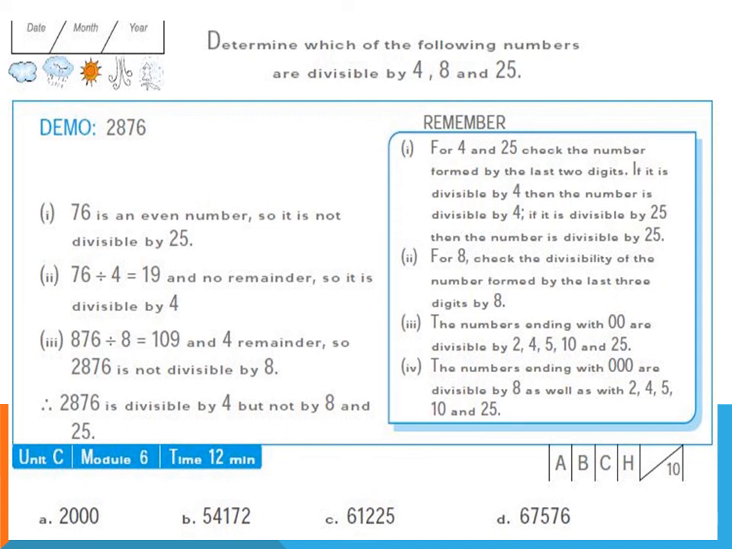Now the last three digits, 876, if divided by 8, it gives 109 and 4 as remainder. So 2876 is not divisible by 8. So the concluding sentence you have to write like this: therefore 2876 is divisible by 4 but not by 8 and 25. In the same way, pause the video for 12 minutes. Try to solve all the 4 problems given in module number 6.